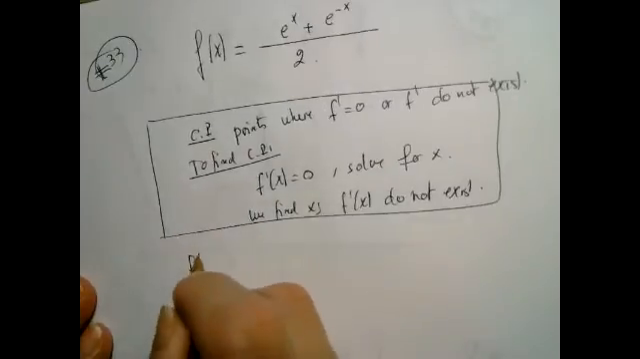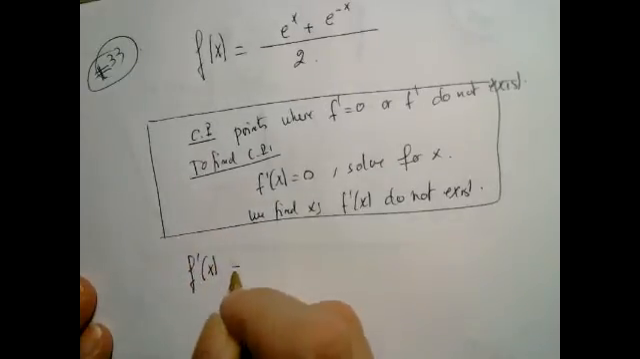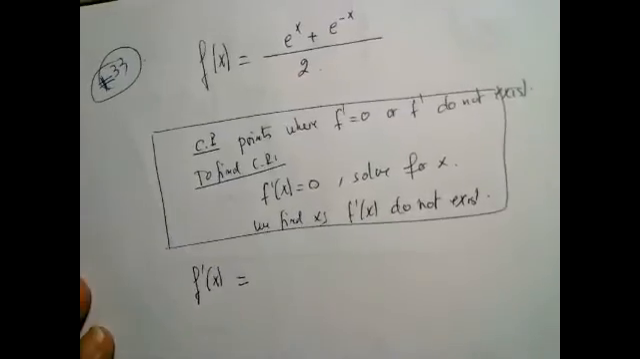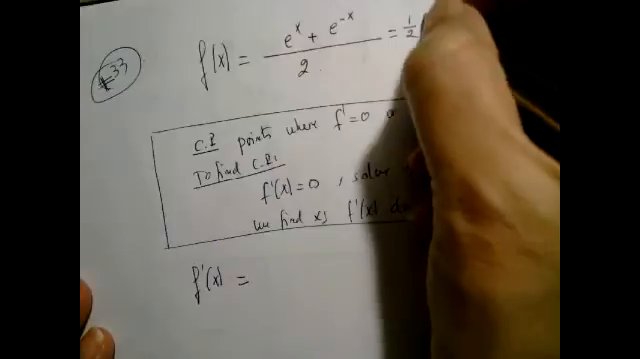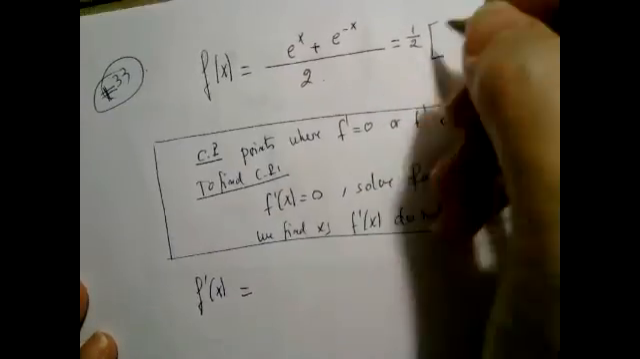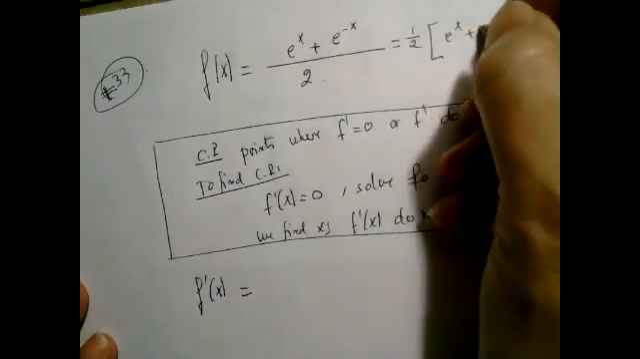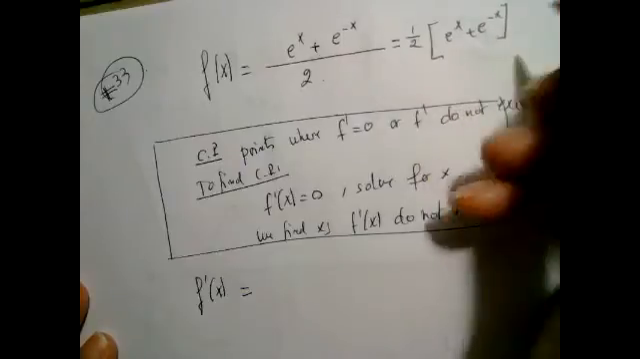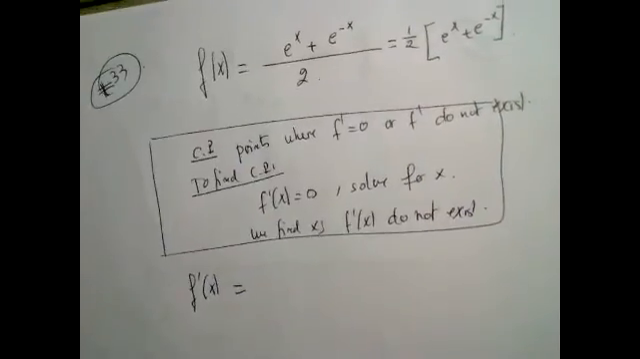So this is my problem, f of x. I need to find the derivative. Okay, the easiest way, because 2 is a constant, is to write this as a half times e to the x plus e to the minus x. Okay, because it will be easier.